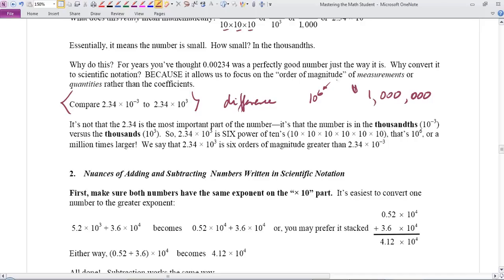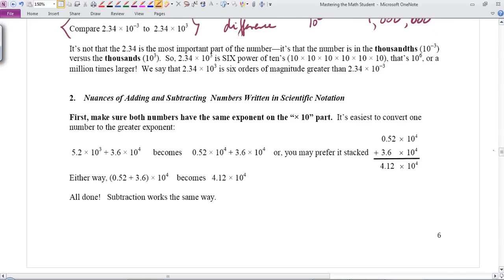So you kind of have to think differently about numbers in this course than you may have ever thought about them before. So there are some nuances when you are adding and subtracting. It's a little bit like a trip back to, again, elementary school. You're going to have to line up the decimal places, and I personally think that the easiest way to do this is to go with the larger exponent. So if you want to add and subtract numbers written in scientific notation, you first have to make sure that both numbers have the same exponent on the times 10 to the part. This is my opinion. You can have a different opinion.